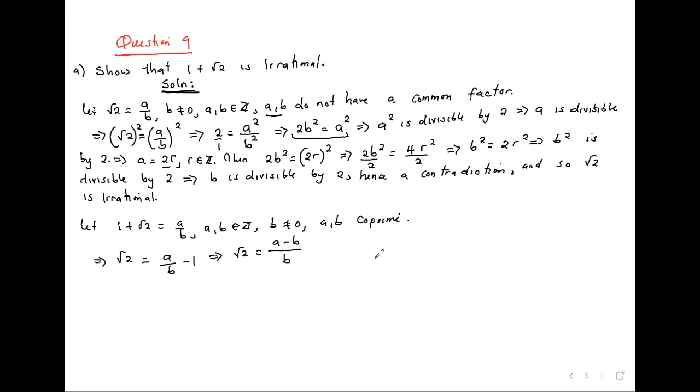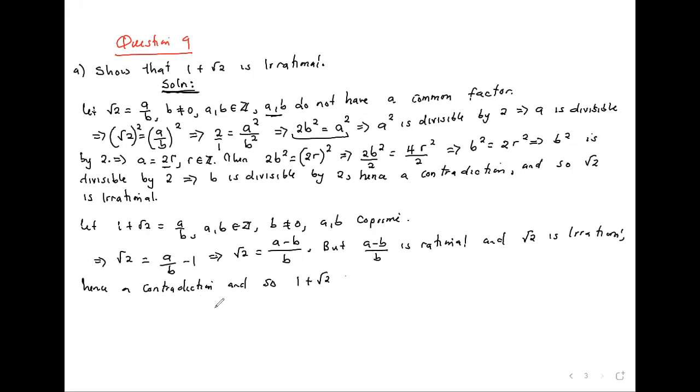Clearly, you can even say, A minus B over B is rational. And root 2 is irrational. Hence, the contradiction. And so 1 plus root 2 is irrational.